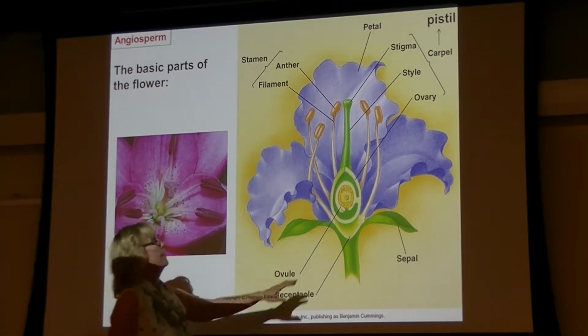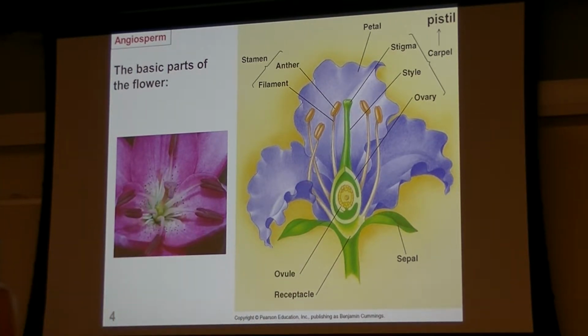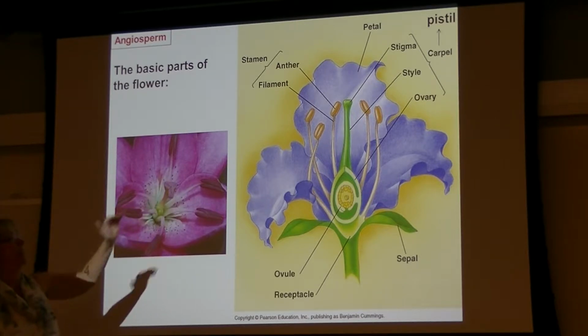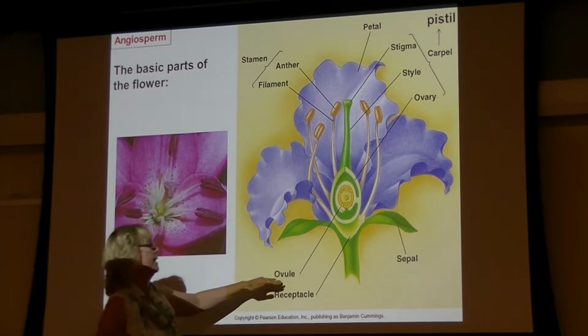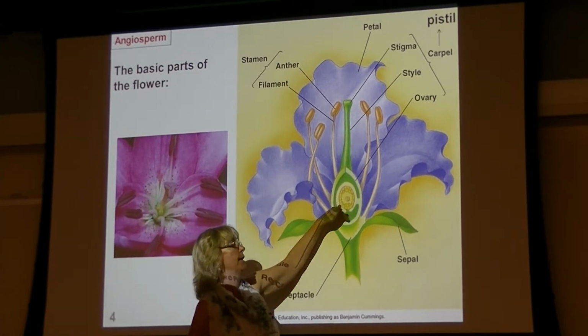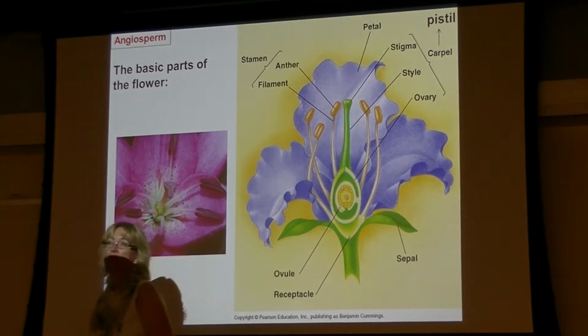And then in the middle, we have the carpels, which are also called pistils, and there's probably a technical difference here, but we're not going to get into it. So for our class, it's the same thing. And those are composed of stigma, style, and ovary. And then within the ovary, there may be one or more ovules where there'll be an embryo sac with an egg that could be fertilized.